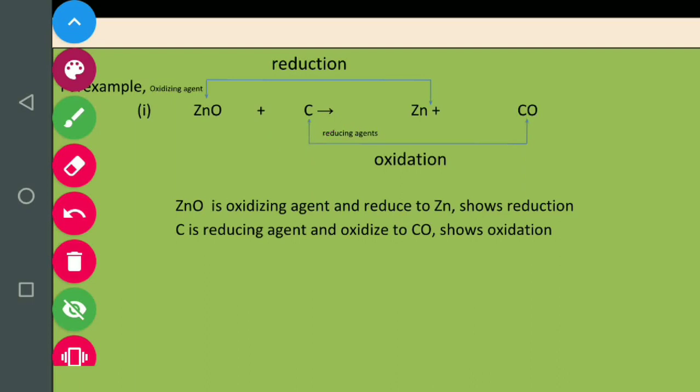Now one which behaves as an oxidizing agent, it itself reduces, and one which behaves as a reducing agent, it itself oxidizes. Let's see here, ZnO is an oxidizing agent and reduces to zinc, shows reduction, and carbon is a reducing agent and is oxidized to carbon monoxide, shows oxidation.